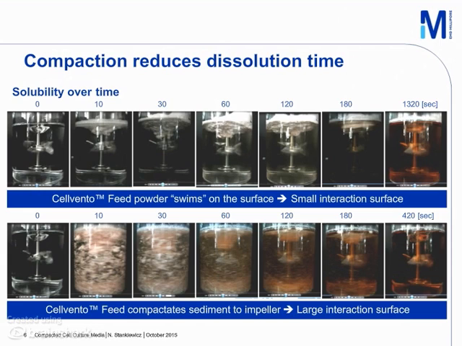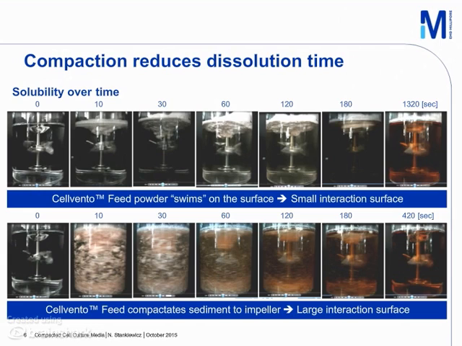In the top row, you can see what happens when a powder formulation is added to a mixing vessel at roughly 100 grams per liter. It swims on the surface for several minutes, and dissolution only takes place on the underside of the floating powder. After 22 minutes, the formulation is completely dissolved.